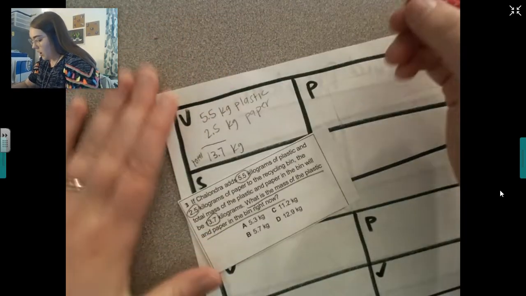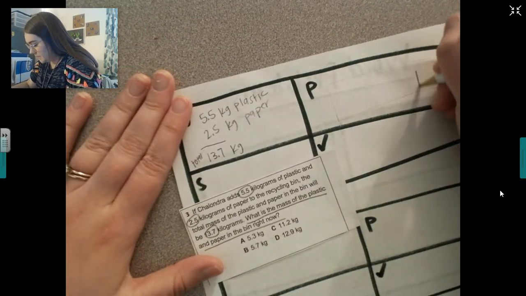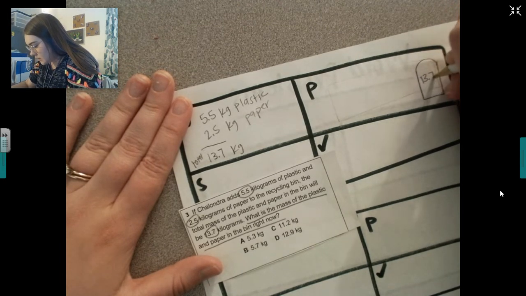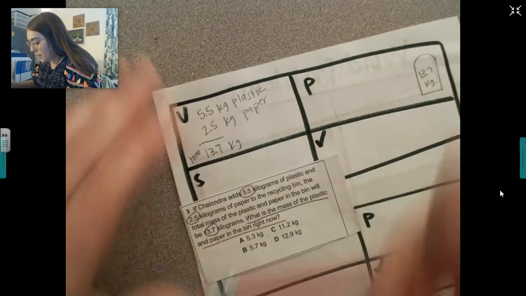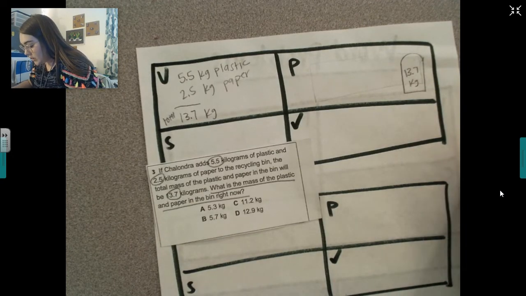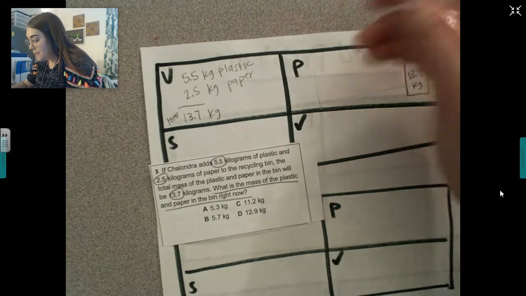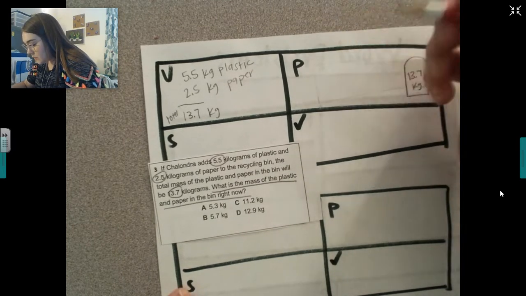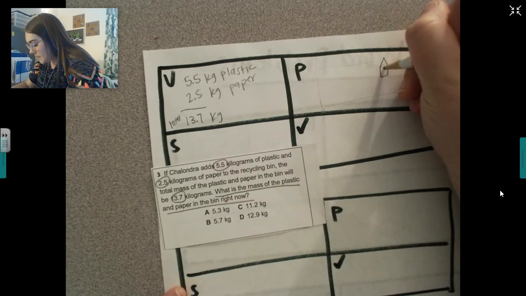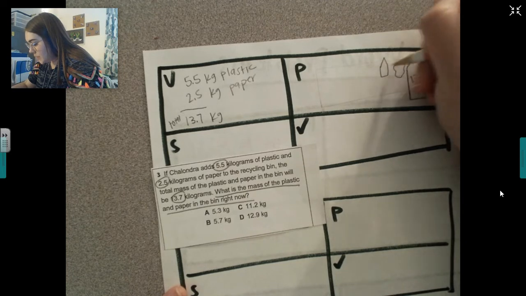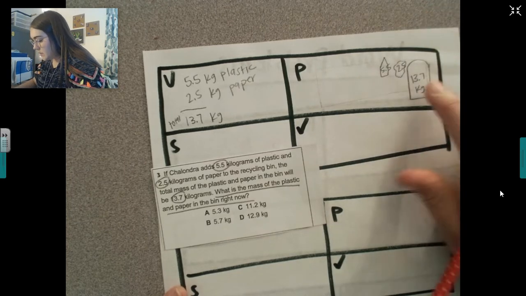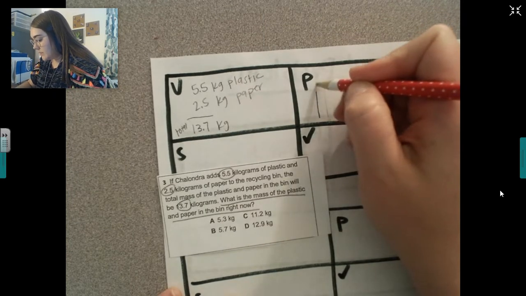So I'm going to draw the bin. This is my trash bin. And I'm going to put 13.7, because I know that if they put things in, the total mass in the bin is going to be 13.7 kilograms. This will fit in a Venn diagram. So I'm going to say this is our plastic and this is our paper. If they put these into the trash, the total in the bin is going to be 13.7 kilograms.